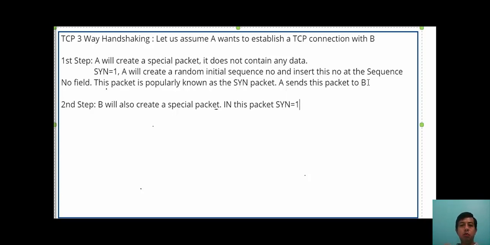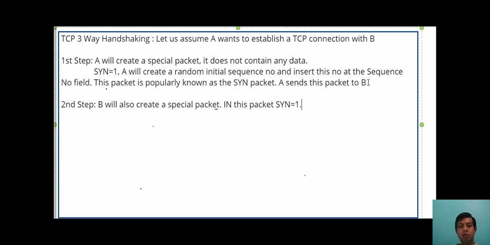Now these are the only two cases where the SYN flag will be set. Other than these two cases, for any packet the SYN flag will be 0. So only the first SYN packet and this second packet that B is creating will have the SYN value set to 1.